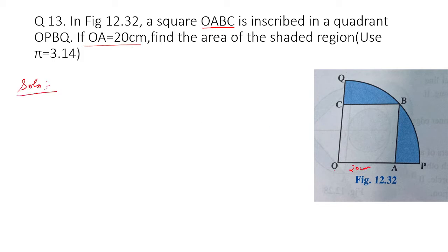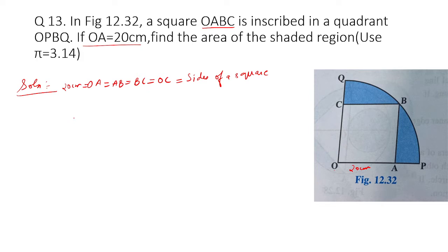Now, what are the sides here when you look at this figure? OA is equal to AB, equal to BC, and equal to OC. These are called the sides of a square. What's the specialty about the sides of a square? They are all equal. So if OA is one side of the square, then without any hesitation you can say the other sides are also going to be 20 centimeter each. Clear?